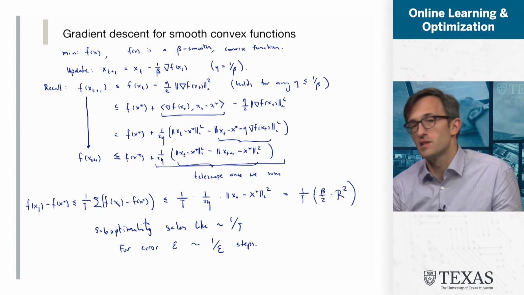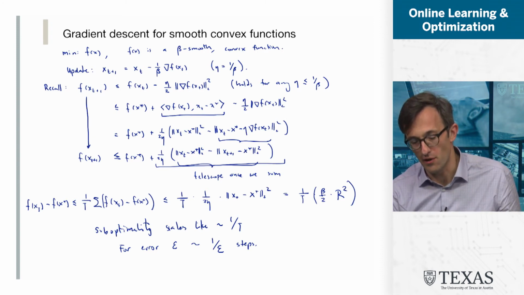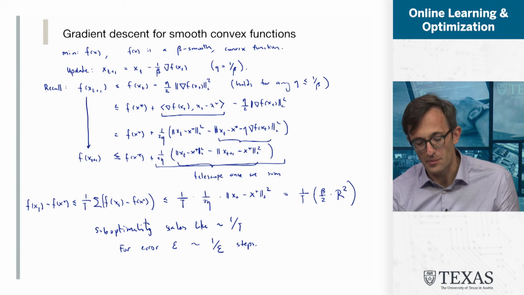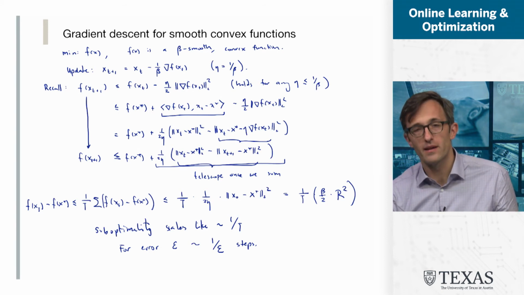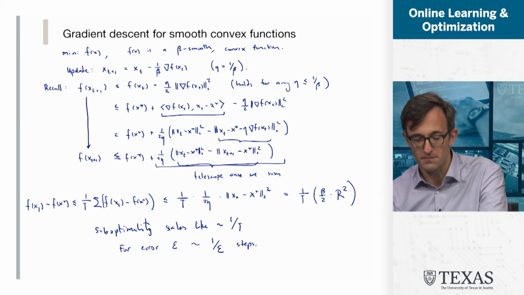So we should compare this to what we had before. After t steps, we had 1 over square root of t error. And for error epsilon, we had 1 over epsilon squared. This is a lot faster. So just think about epsilon, you want, say, 99.9% accuracy. Then 1 over epsilon is 1,000 versus 1 over epsilon squared, which is 1,000,000.